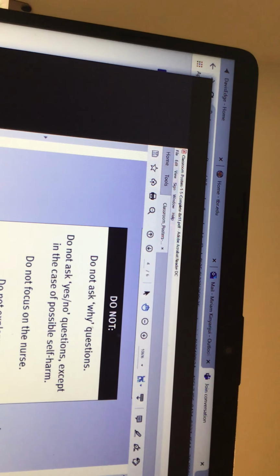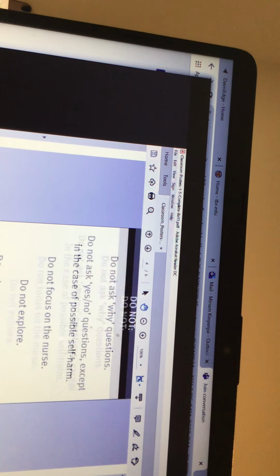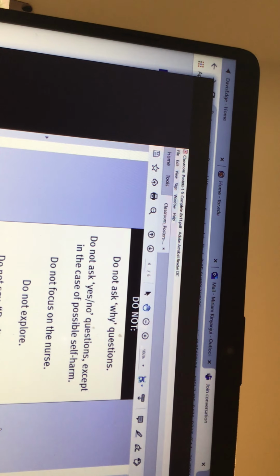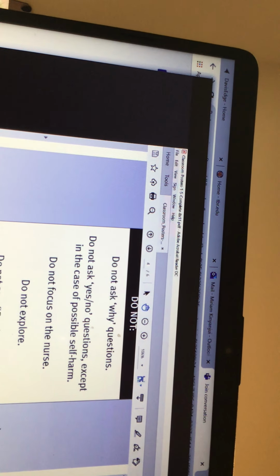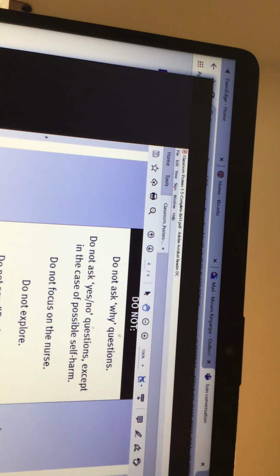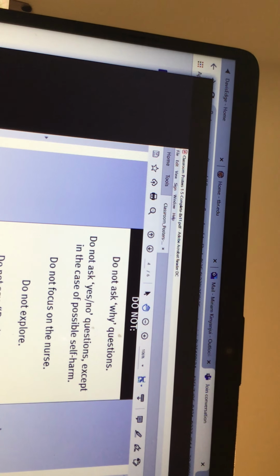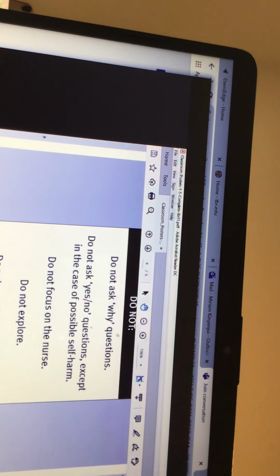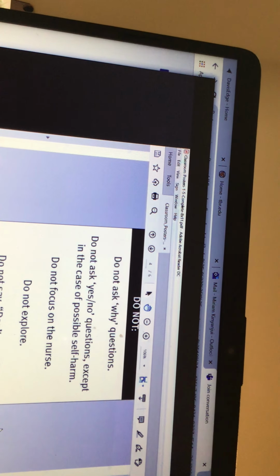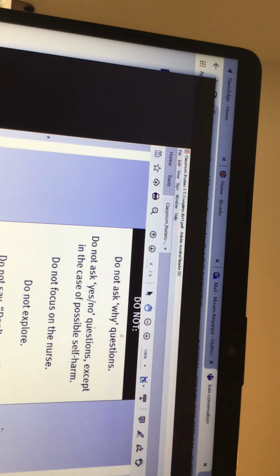Not therapeutic is, again, don't ask why. A lot of times you will not ask yes or no questions. You will ask open-ended questions to get them talking. The only time you will ask yes or no questions is if they are going to harm themselves. Have you been thinking about harming yourself? Yes. Then that's appropriate.